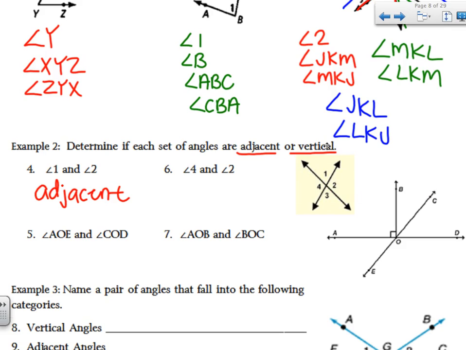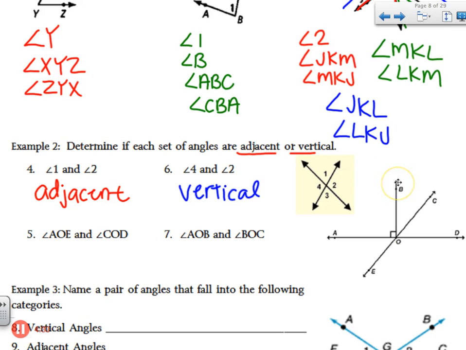Let's bump to number 6. So 4 and 2. So here is angle 4. Here is angle 2. They share this vertex right here. But angle 4 would be made up of this angle, and then angle 2 would be made up of this angle. So they are not sharing a side at all. And so they're actually called vertical angles because they're opposite of each other. And they are equal to each other because they look equal.